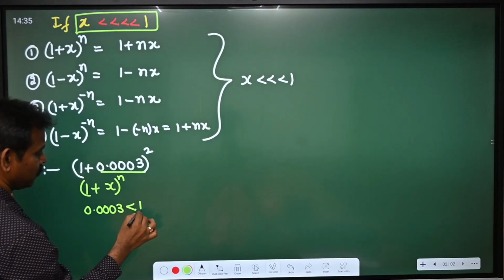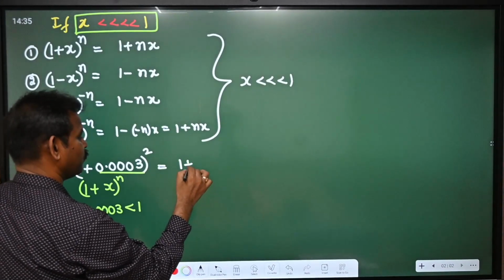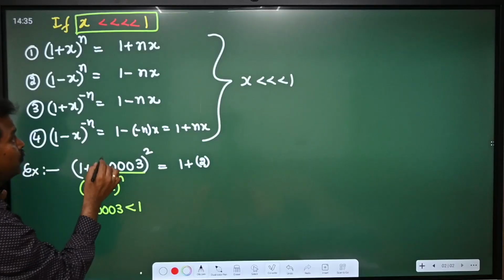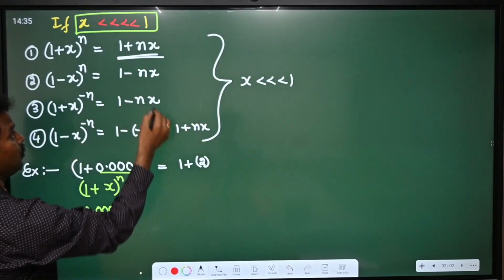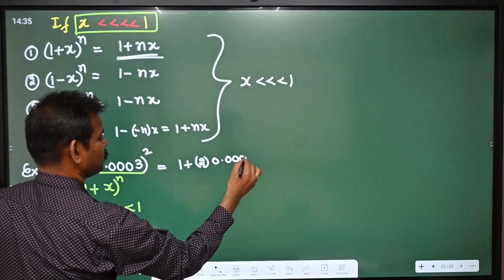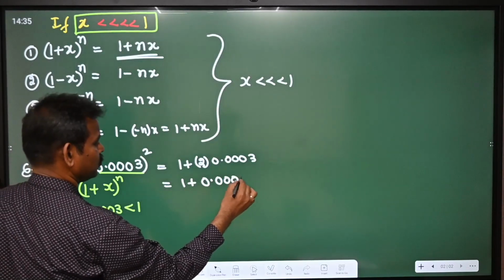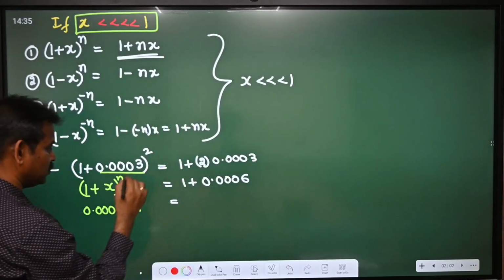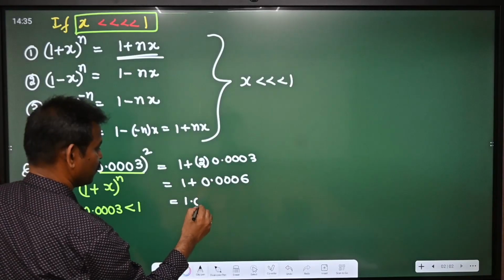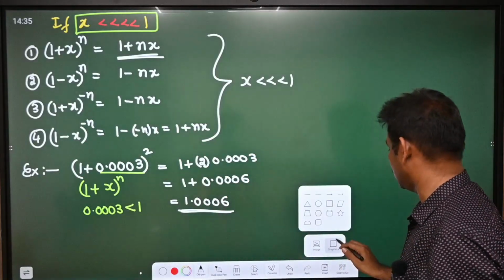If you observe this one, this value 0.0003 is smaller than 1. So from this, students, directly we can write this value as 1 plus 2 into, because the power will come in front of the small x value, because this is 1 + nx. First the 1 I wrote, n is here 2 and x is 0.0003. From this, 1 plus 0.0006. So the value of this one, without doing the multiplication, directly by using this concept, will become 1.0006. This is one of the models here.